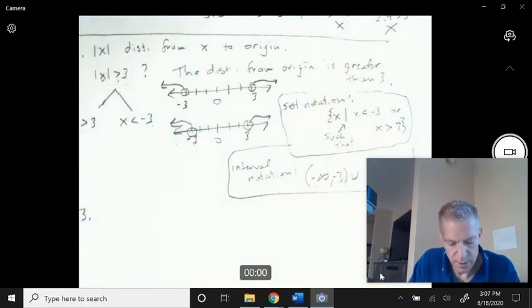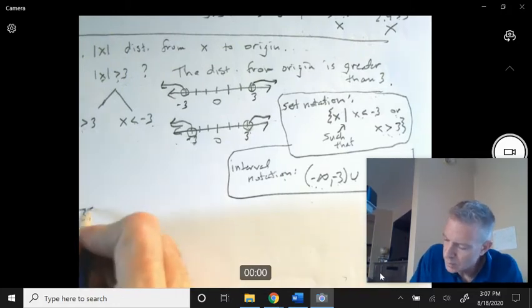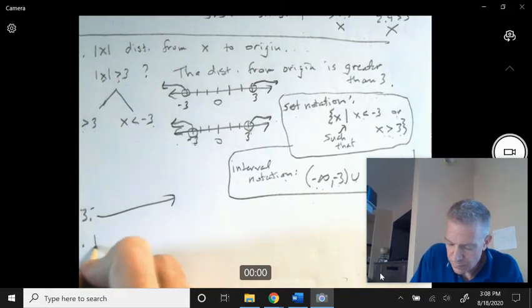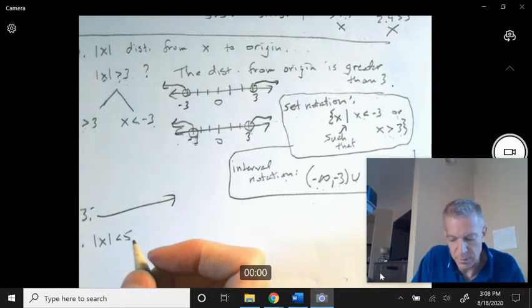And then number 3, and we'll see some more examples. Okay. Number 3, we already did. Plot a number line graph showing all real numbers of x that satisfy the inequality. Okay, we did that. Let's go to number 4. So that's already done. Number 4. Given that absolute value of x is less than 5, what does the inequality mean in words?